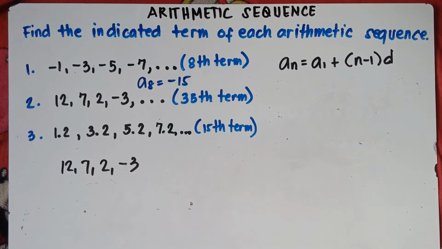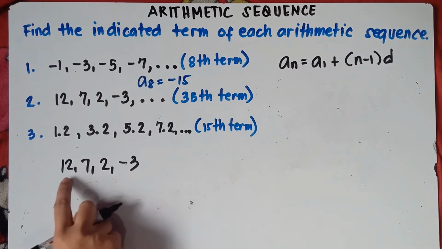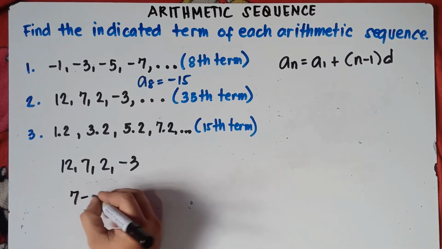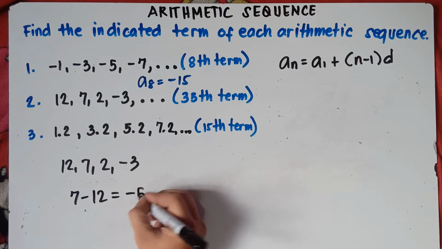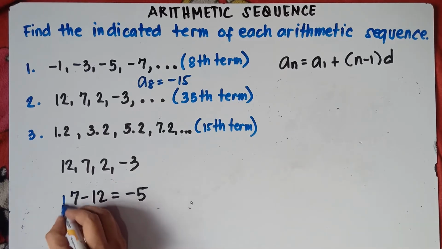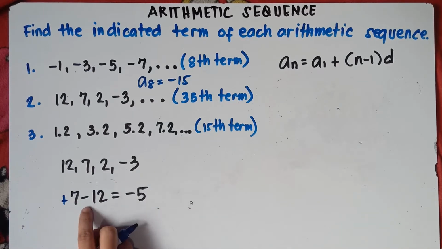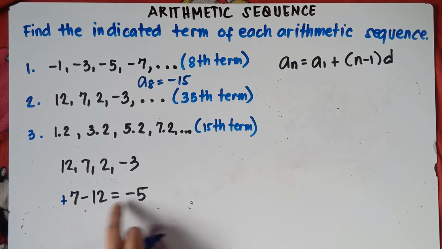So once again, you need to get the common difference for you to use this formula. So subtract the second term by the first term. So 7 minus 12, class, that's negative 5. Or you can think of it this way, class. 7 is positive, 12 is negative. If the signs are not the same, subtract. So 12 minus 7, that's 5. Then copy the sign of the larger number, which is negative.